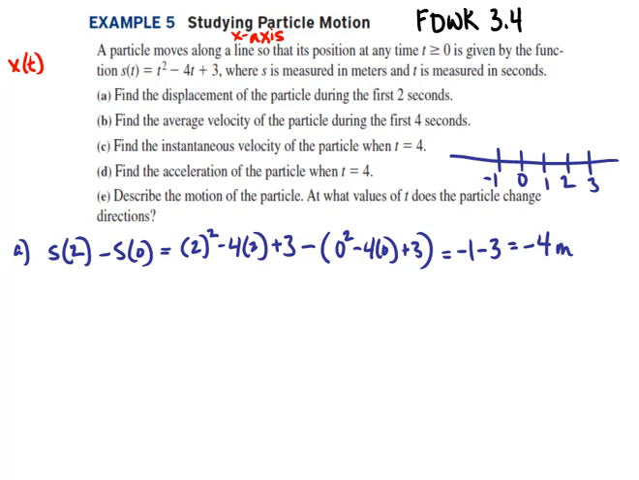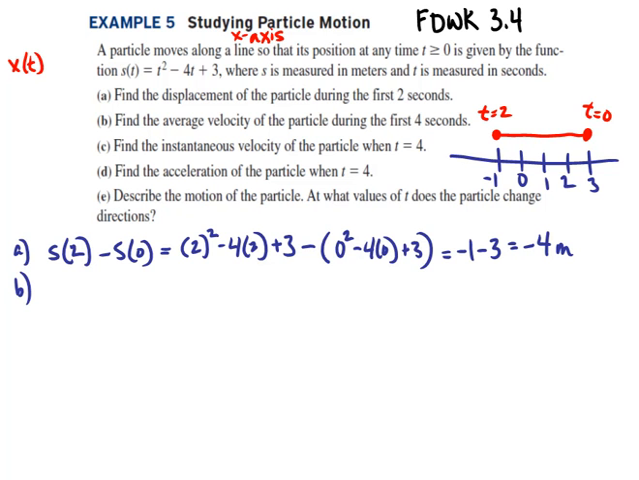Again, let's try to make some sense of what that means. I drew a little number line there, and we know that at time t equals 0, the particle is at position 3. And at t equals 2, the particle is at position negative 1. And from that, we can see that the displacement, or the total change in position between time t equals 0 and time t equals 2 is negative 4 meters.